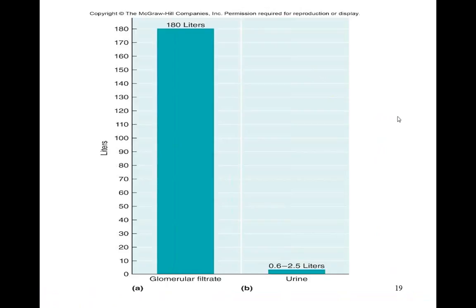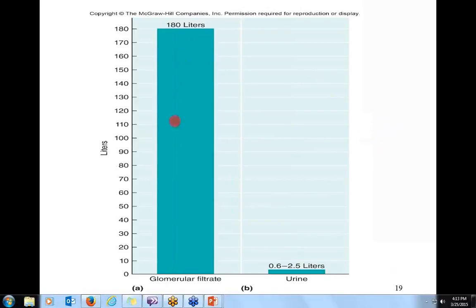And here it is in handy chart form. So even though you filter this much fluid, you only lose about this much fluid once the fluid has traveled throughout the whole nephron.